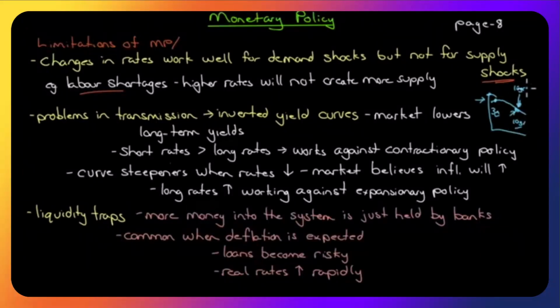Well, if the 30-year fixed rate mortgage is tied to the 10-year treasury, which is below the 3-month rate, that kind of works against the Fed trying to have contractionary policy, right? Short rates are greater than long rates, works against contractionary policy.